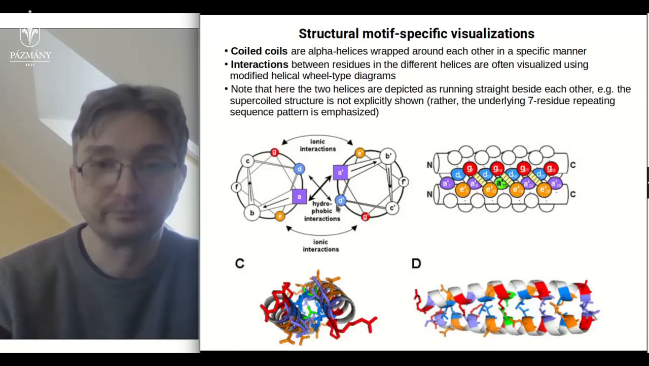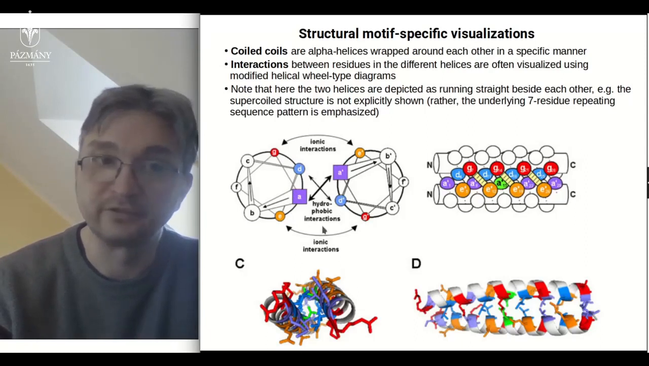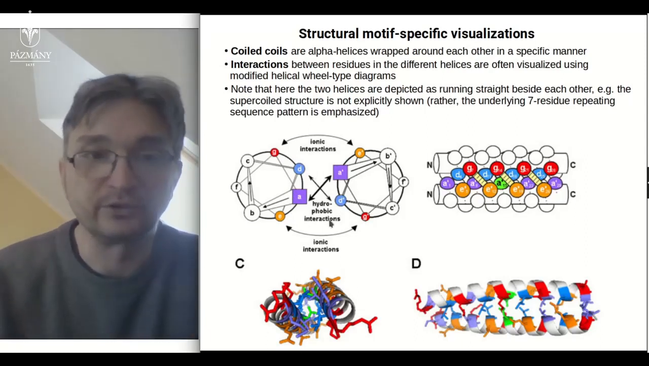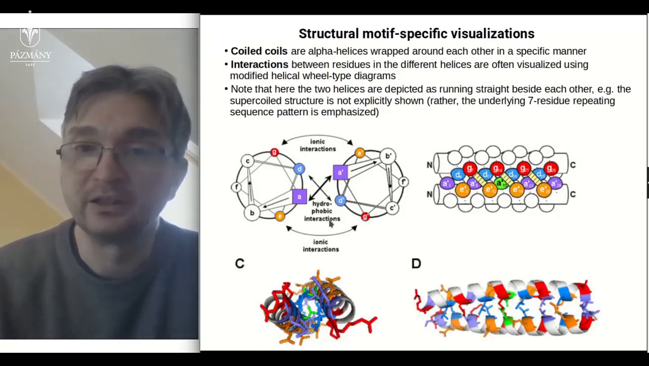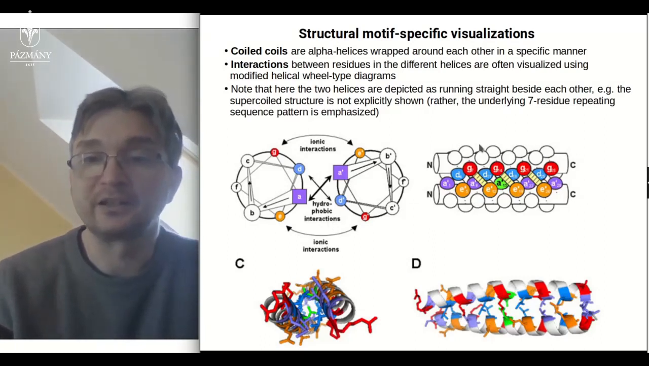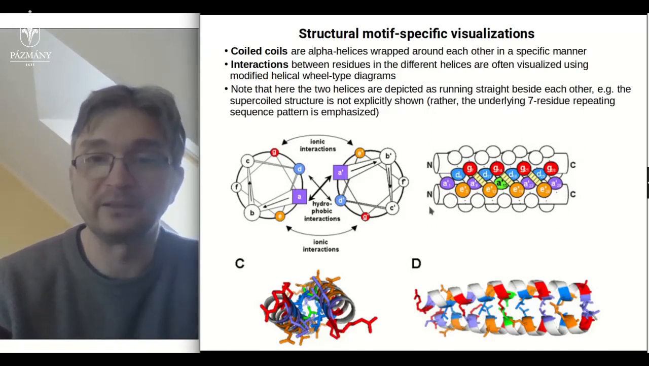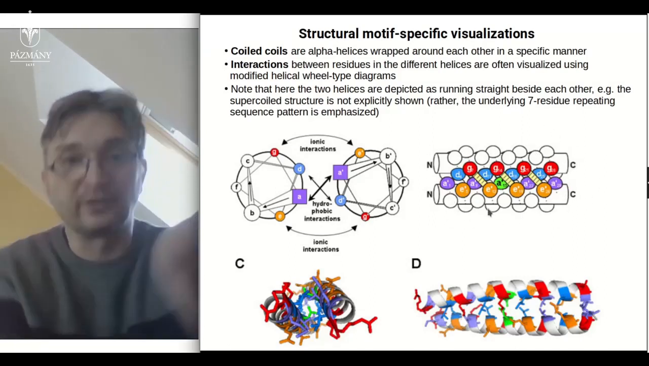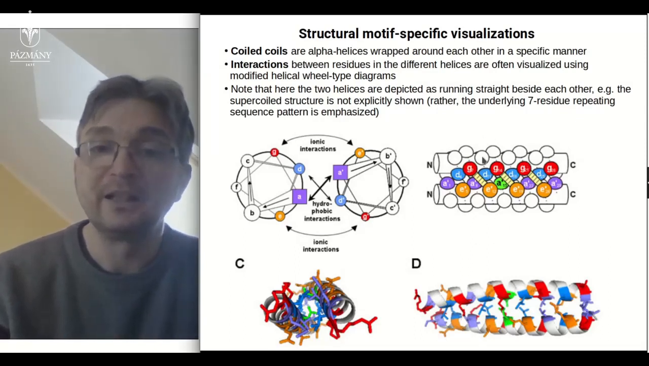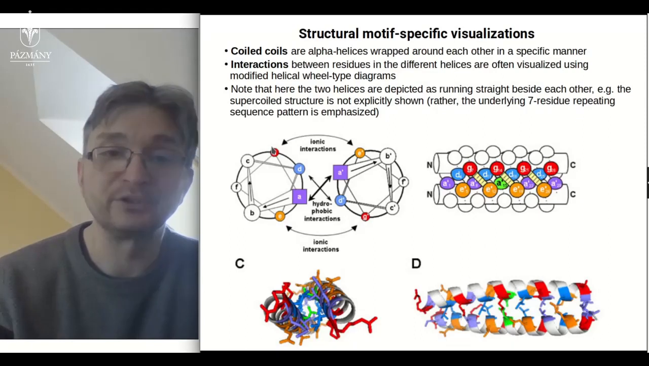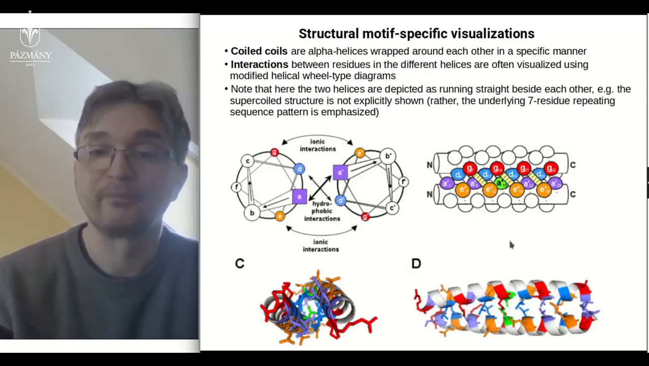in the hydrophobic inner part of the coil, at least in a two-stranded coil. This is again another simplified depiction of the coil. You can see that the supercoiling is again omitted, and here the ionic interactions between residues in positions G and E are highlighted.